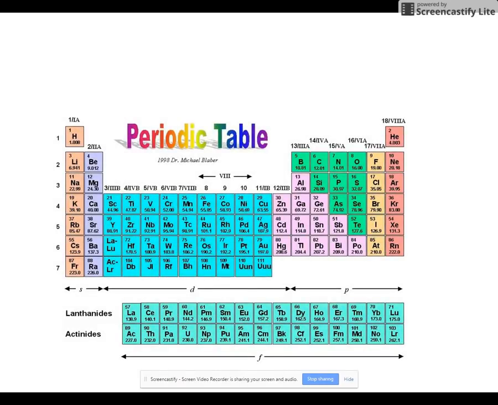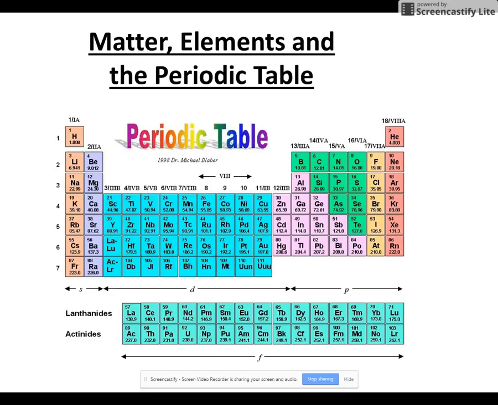Matter, elements, and the periodic table. We take these notes periodically.